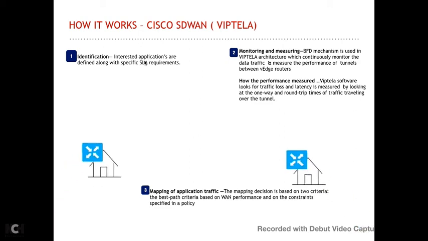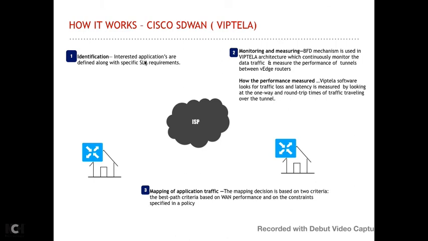So let's see some animation of how things happen. Maybe you can say with two branch networks which are connected with a service provider and over an IPsec tunnel, traffic actually flows like this. Based on that, once the BFD packets go to and fro, the information gets collected on the WAN edge routers. Okay.